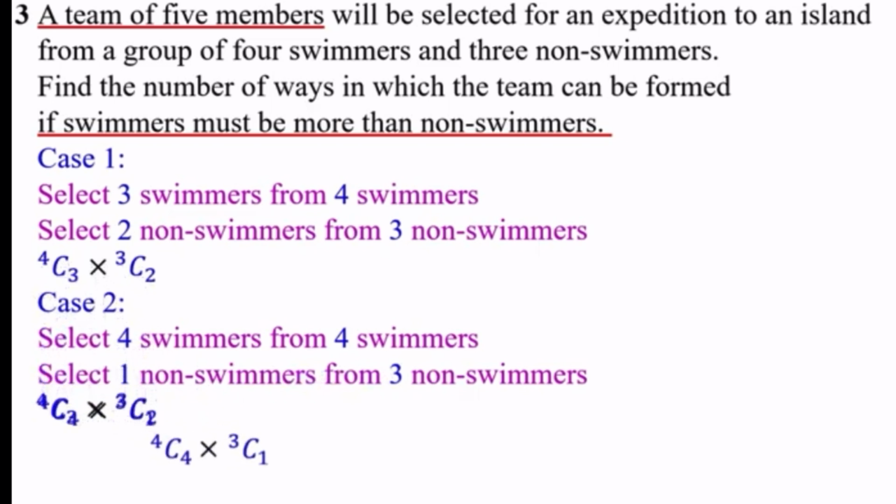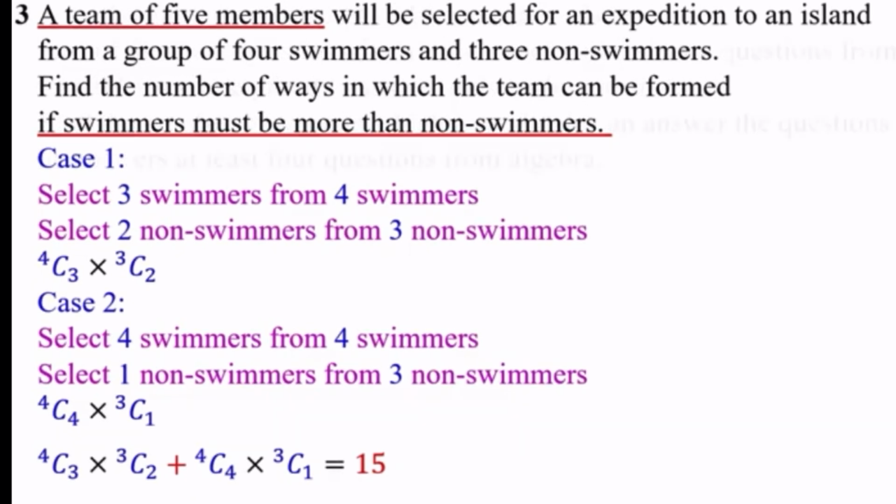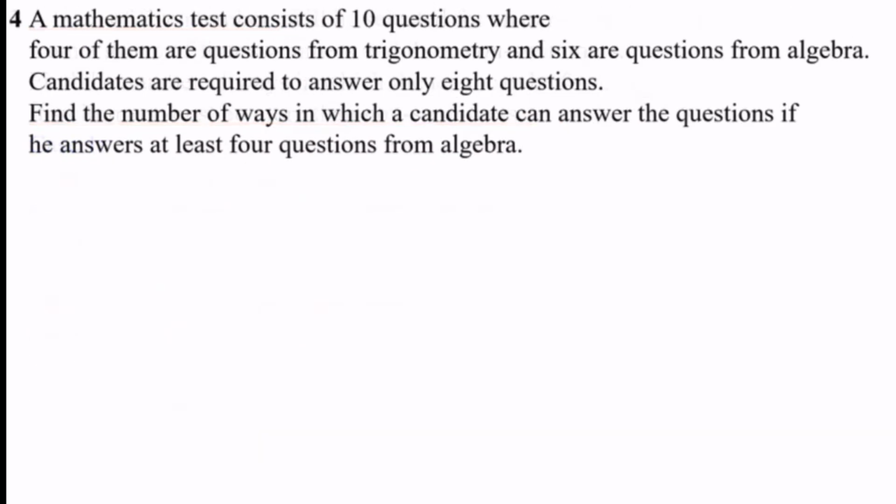All right. So I don't think we can choose 5 swimmers and 0 non-swimmers because the most is only 4. So we can just add up 4C3 times 3C2 plus 4C4 times 3C1. So the answer for question number 3 is 15 ways. Let's proceed to question number 4.